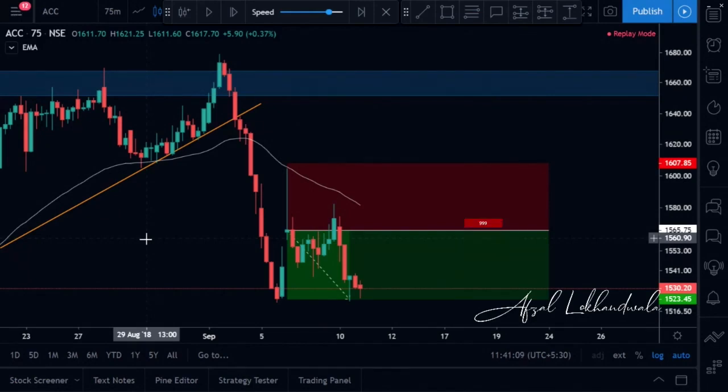I'd recommend you to analyze just the daily chart. You should look at the 75 minutes time frame, but do not use it to take an aggressive entry without additional confluences.